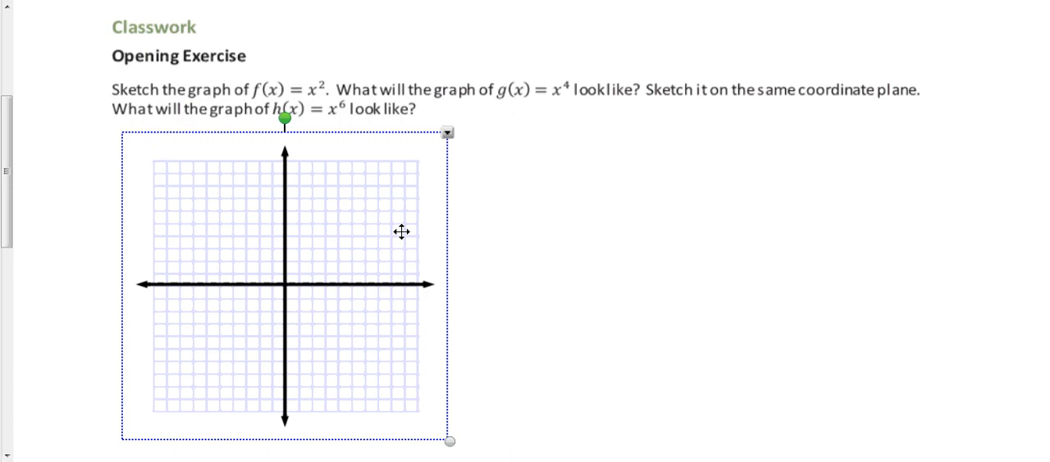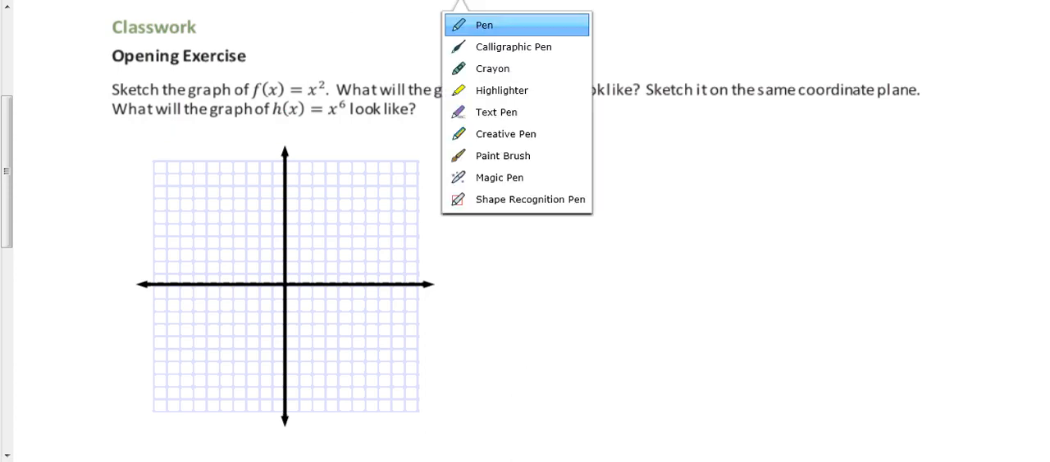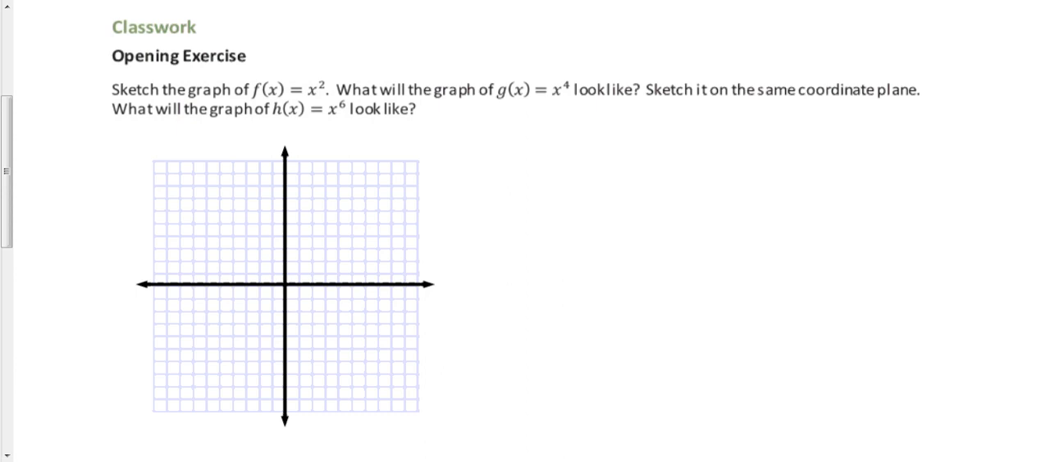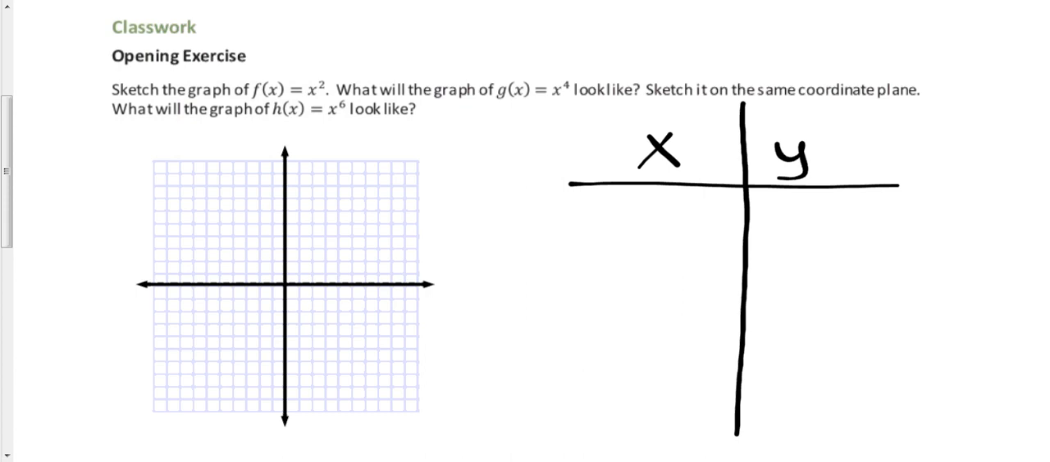All right, here's what I want you to do. On one of these graphs, we're going to do the opening exercise. Next to the graph, I want you to do this. I want you to draw a table. Just like that.